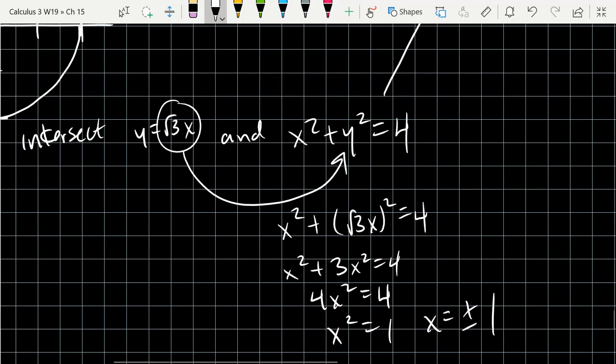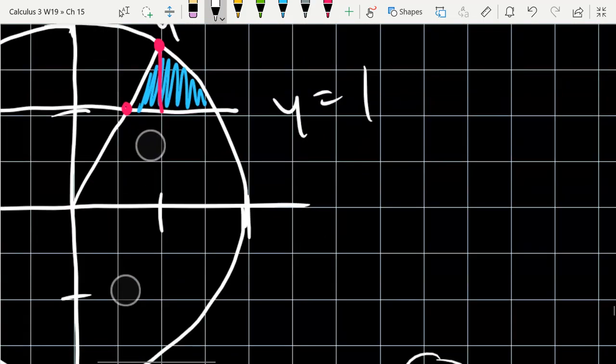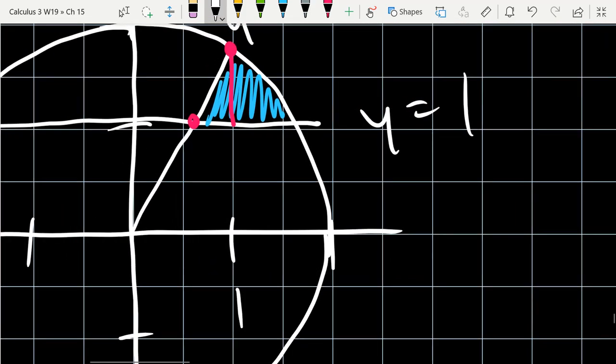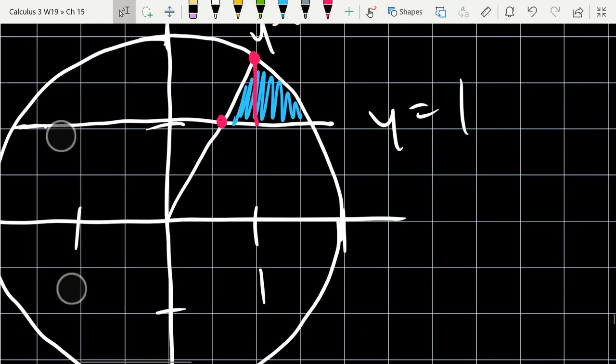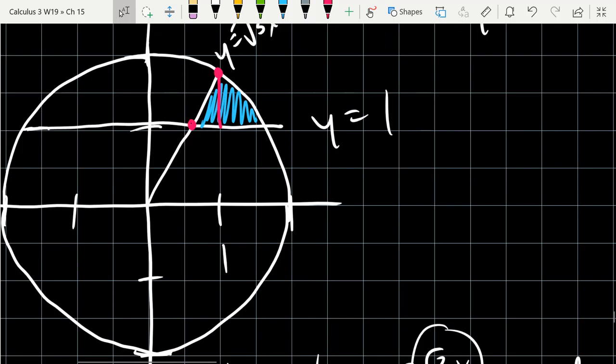So I set all this up, x is plus or minus 1. So any algebra questions? All right, so plus 1 is the correct intersection value. My graph luckily is correct. What about negative 1? Looks like that line intersects the circle once.